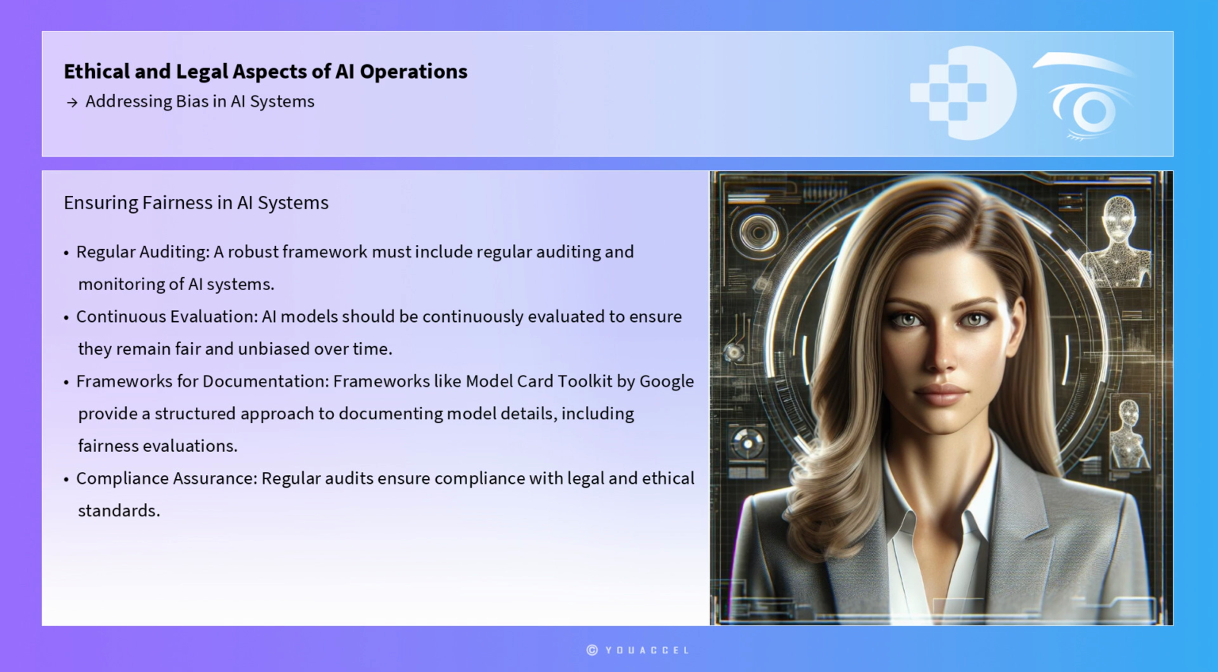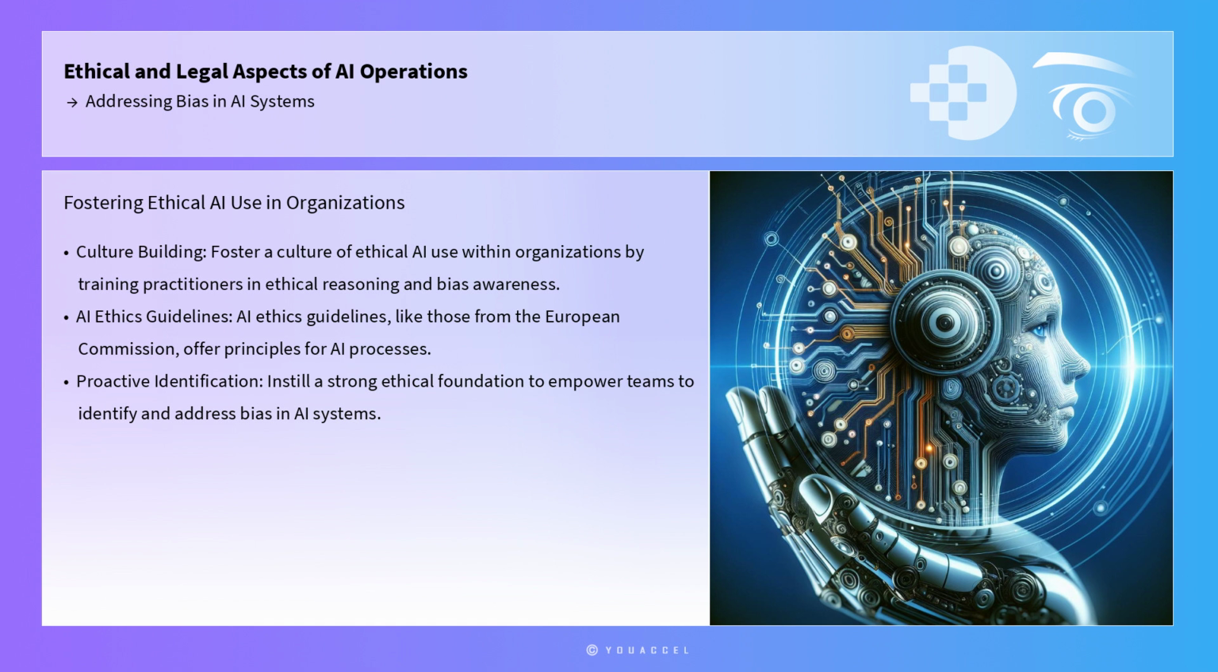Another practical strategy is to foster a culture of ethical AI use within organizations. This involves training AI practitioners not only in technical skills, but also in ethical reasoning and bias awareness. AI ethics guidelines, such as those provided by the European Commission, offer a comprehensive set of principles that can be integrated into AI development and deployment processes. By instilling a strong ethical foundation, organizations can empower their teams to proactively identify and address bias in AI systems.